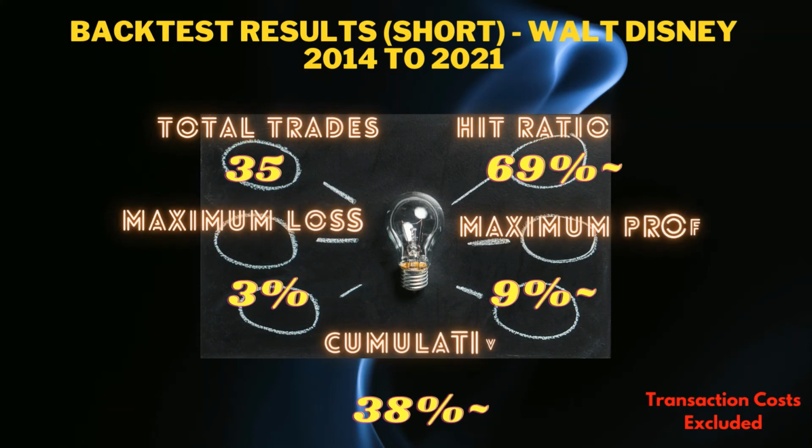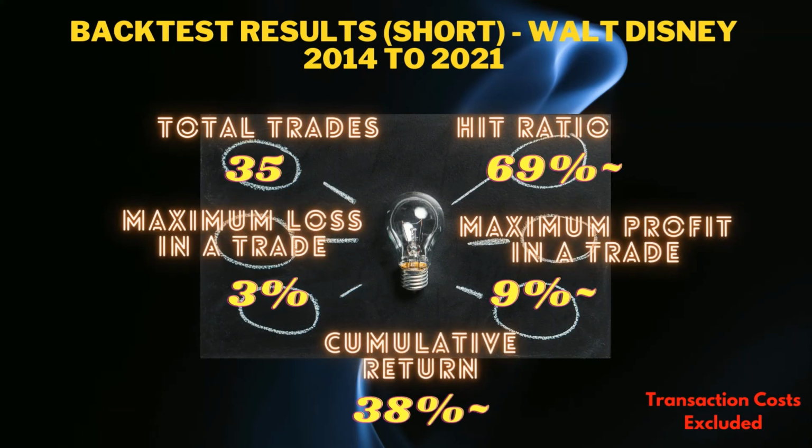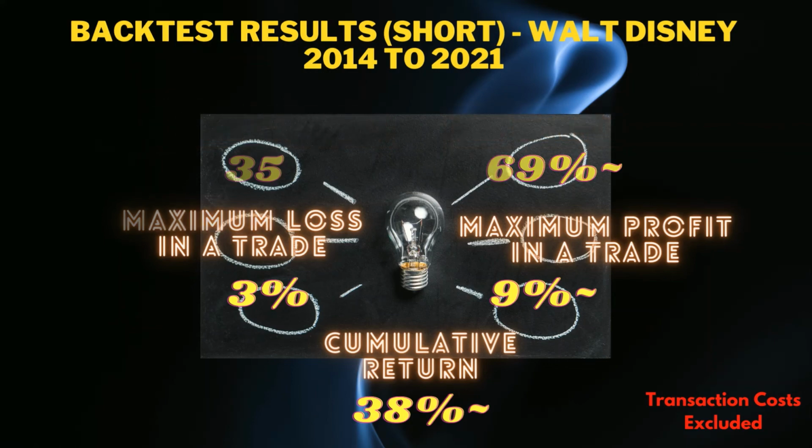Let's look at the backtest results of this short strategy. Once again, for the period 2014 to 2021, we had a total number of sell trades at 35. The hit ratio was 69% approximately. The maximum loss in a trade was 3%, while the maximum profit in a trade stood at 9%. And the cumulative return of the strategy was at 38%.